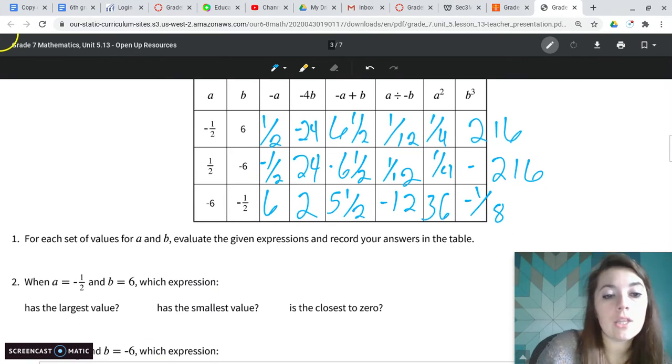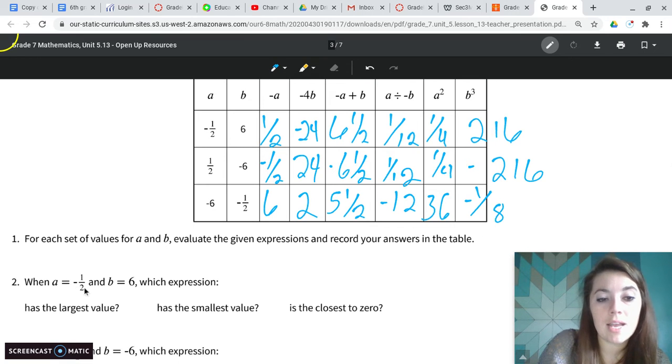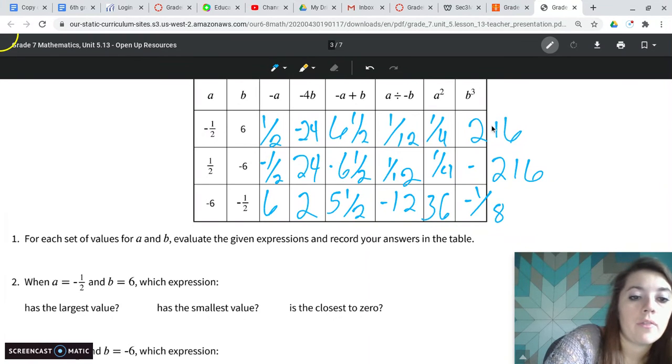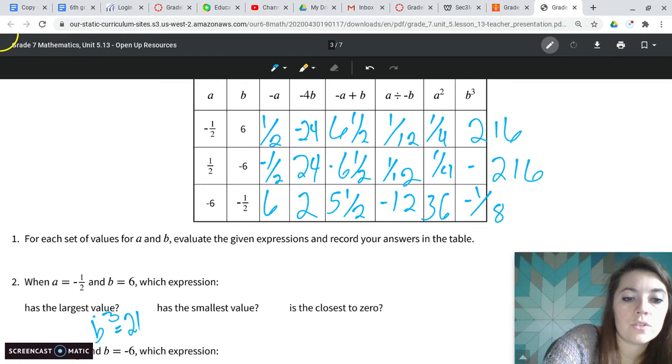Now, what we're going to take and look at is when a equals negative a half and b equals 6. That's the first line up here. Which expression has the largest value, smallest value, and is the closest to 0? So which of these is the largest value in here? That'd be our b to the third, which equaled 216.